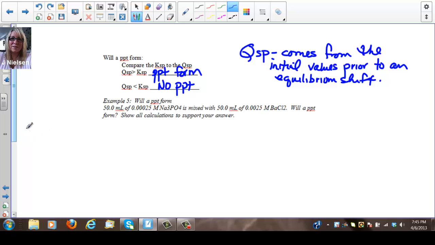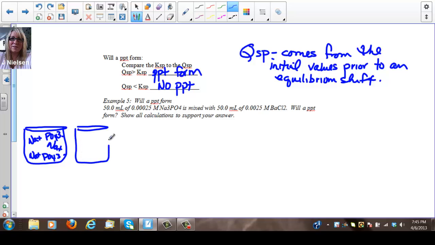So what you have to realize is that basically you have a beaker and you've got Na plus ions in here, and you've got PO4 3 minus in here. And in your other beaker you've got barium chloride, and you're going to mix them.